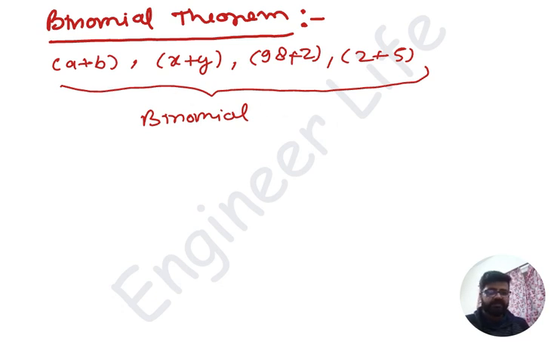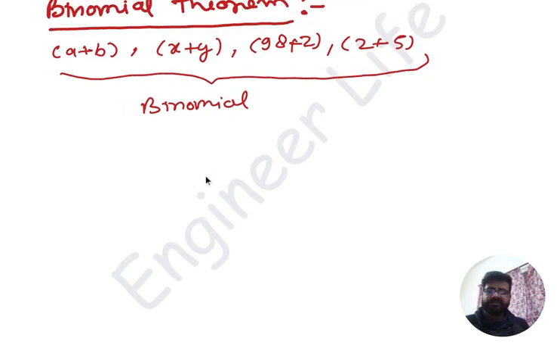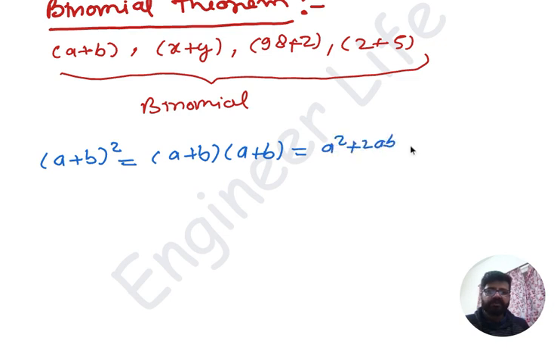Now, you have studied all these things. I am going to tell you, look at this. There is one binomial, a plus b, and I have to find the square of this. You will write down a plus b two times and multiply them, and then you will find a square plus 2ab plus b square. That is the value of a plus b whole square.